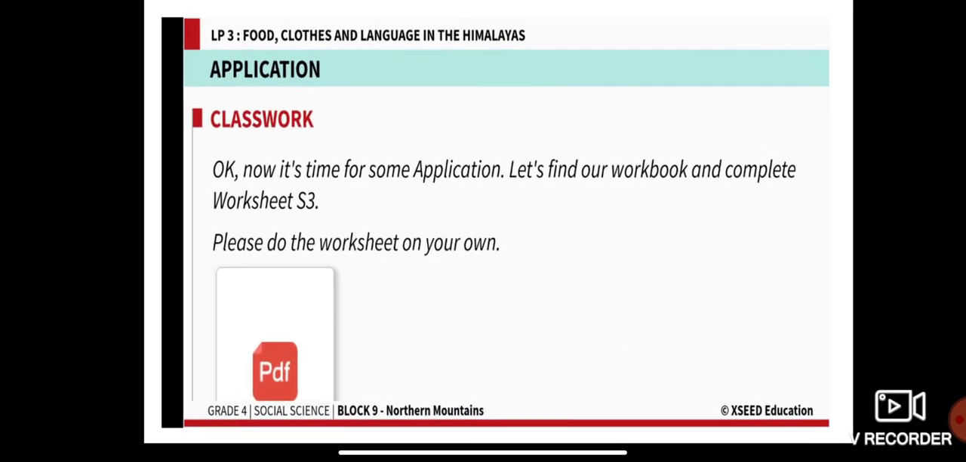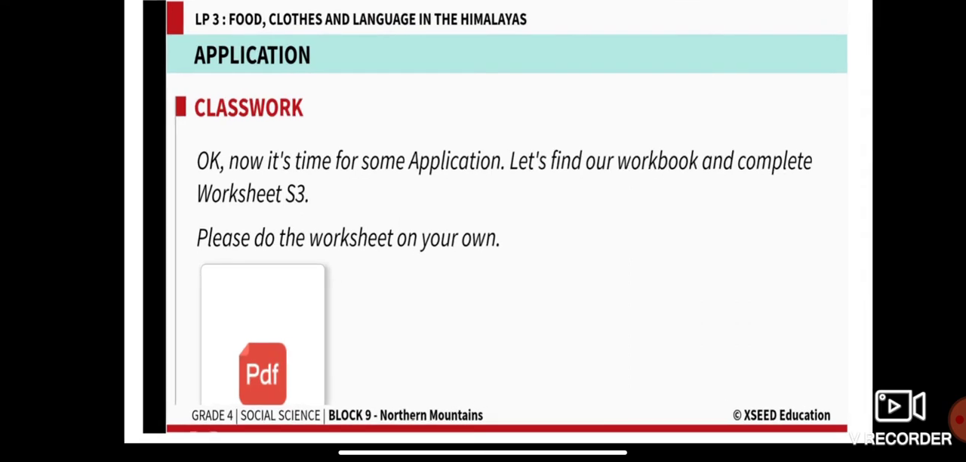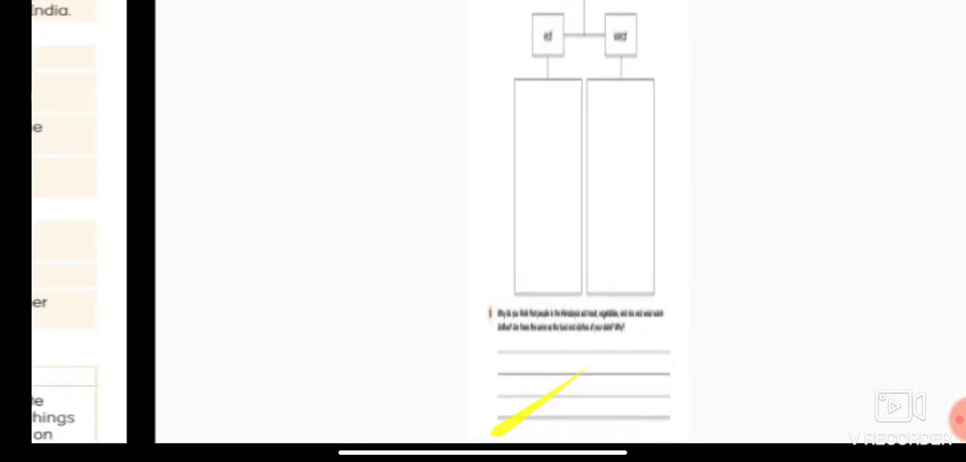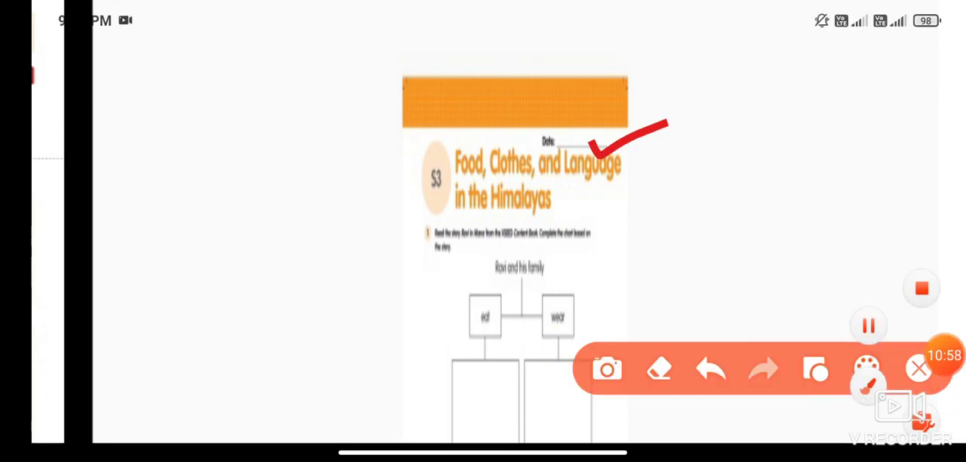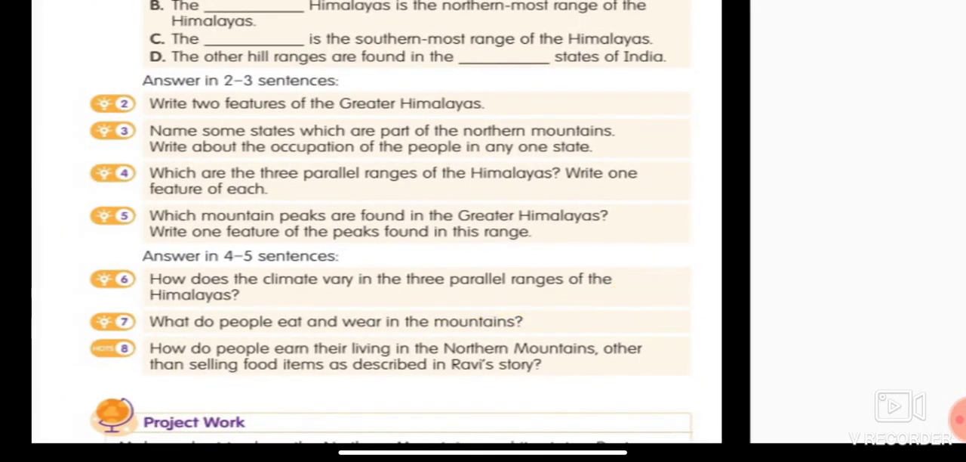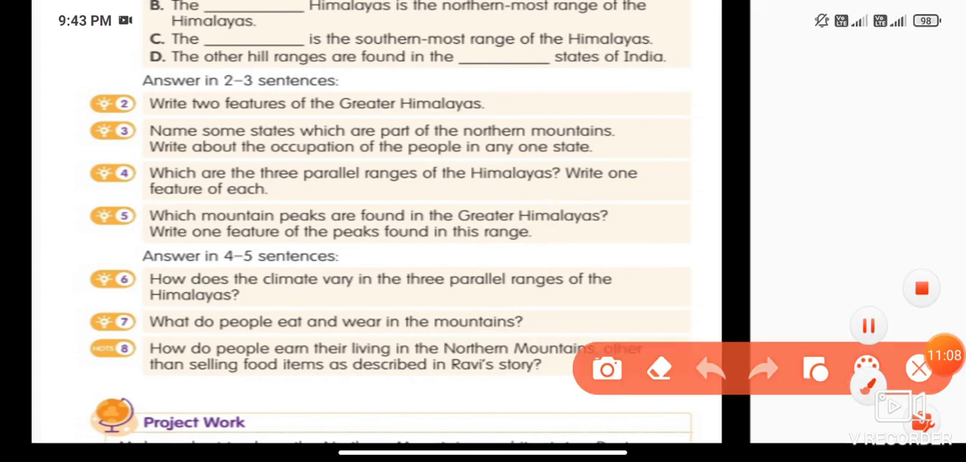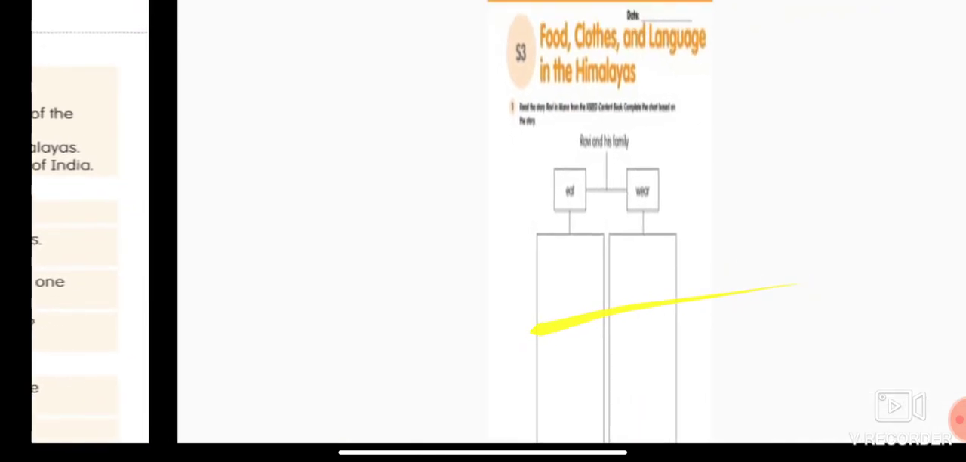So let's check your homework, your classwork for today, your assignment for today. You have to do your worksheet S3, food, clothes, and language in the Himalayas. As you write, please write the date as well, and try to attempt all the given questions. Practice question number 7 is your homework. Write it down in your notebook, along with the worksheet.